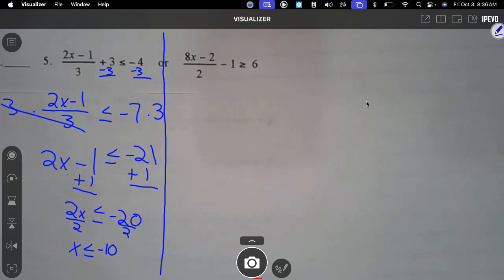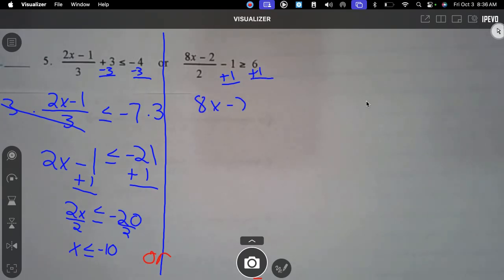Then I'm going to write the word or. Don't want to forget, I have a whole nother problem over here. X is less than or equal to negative 10, or that means it's going that way. From negative 10 that way. Open or closed circle? Closed. Closed. And it's going that way. Let's see what happens over here. What do I do first? Add 1. Add 1. Okay, we got to move it because it's not attached. So let's add that 1.